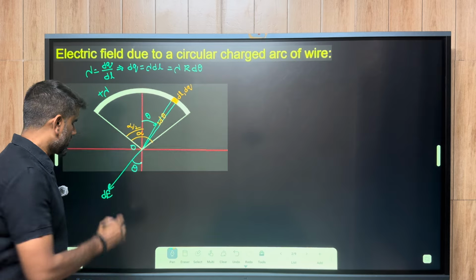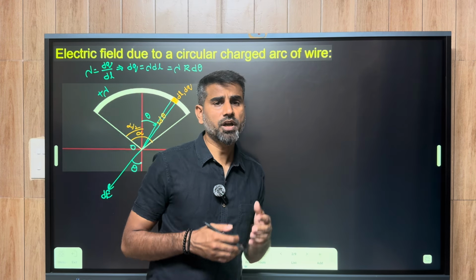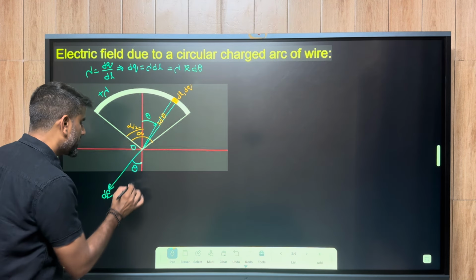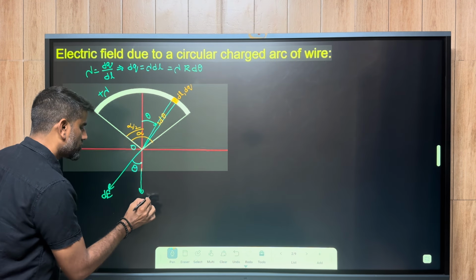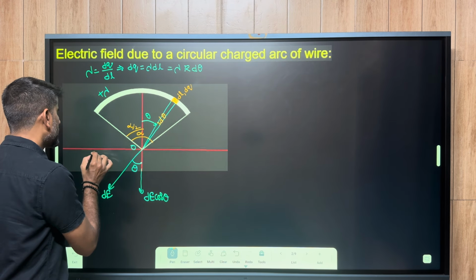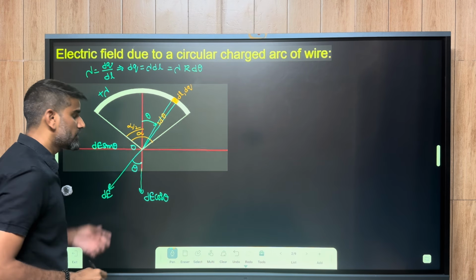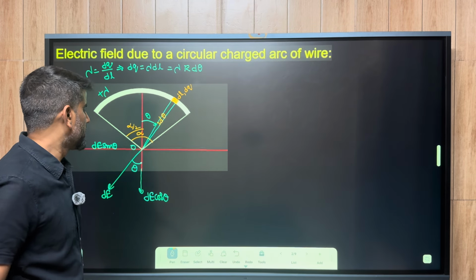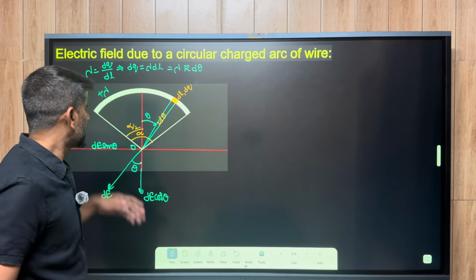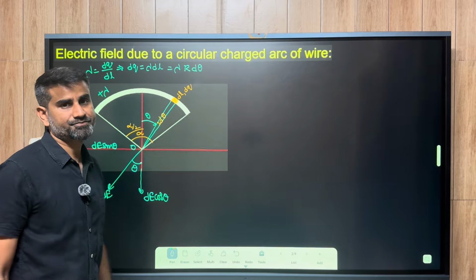Opposite angles, right? As I have already told you, the electric field is a vector quantity, so I am going to divide this vector into two perpendicular components. dE is in this direction, so dE cos theta comes here, and here we get dE sin theta. So here also we have two perpendicular components. The same analysis goes here. The only thing that differs is the limits.